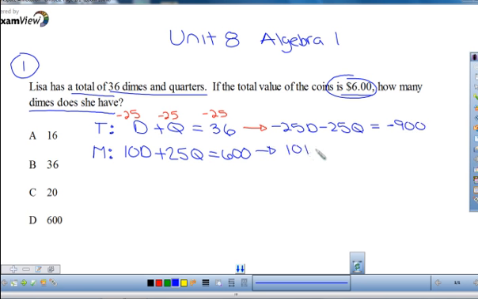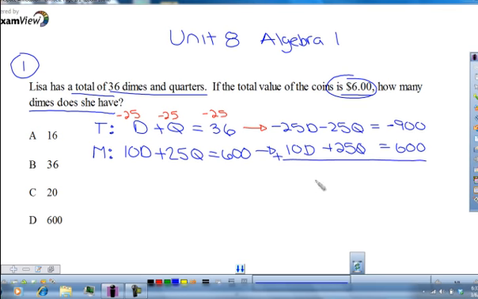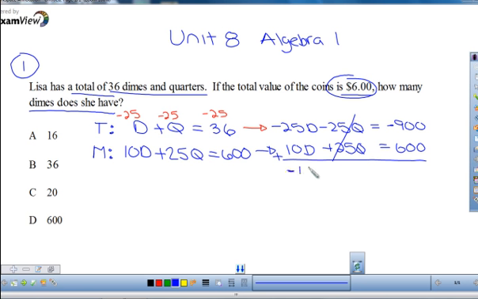Bottom equation stays the same. And we just add. So the quarters will go away. Negative 25d plus 10d will give me negative 15d. Negative 900 plus 600 will give me negative 300. Divide by negative 15. So we have 20 dimes.